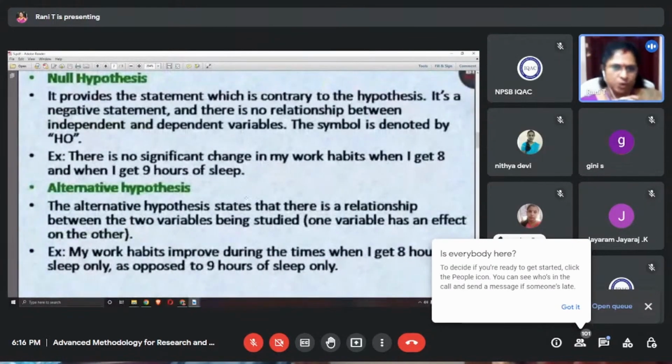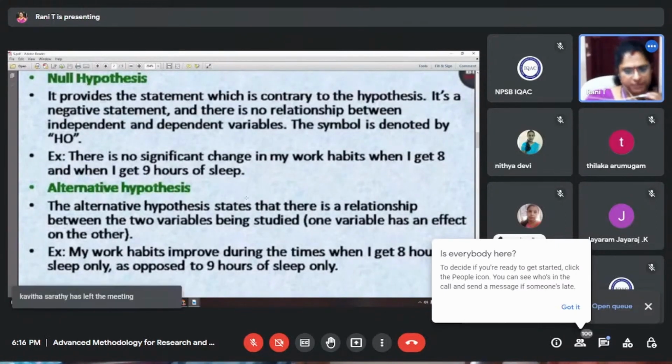And the next one, null hypothesis as well as alternative hypothesis. This is what we always use. Null hypothesis means we give some kind of negative statement. That is what we call H0. Here, one example is given: there is no significant change in my work habits when I get 8 or 9 hours of sleep. Even if I sleep for 8 hours, my work efficiency is this much only. Even if I sleep more than 8 hours, my work efficiency is only this. There is no significant relationship. That is the null hypothesis.